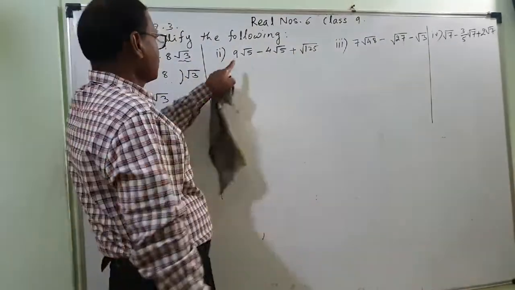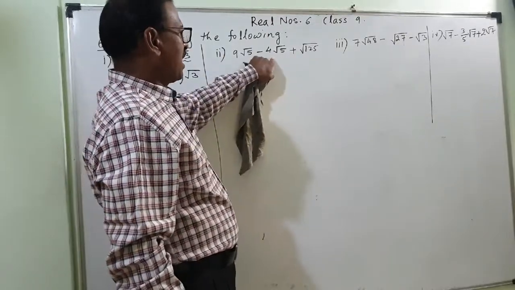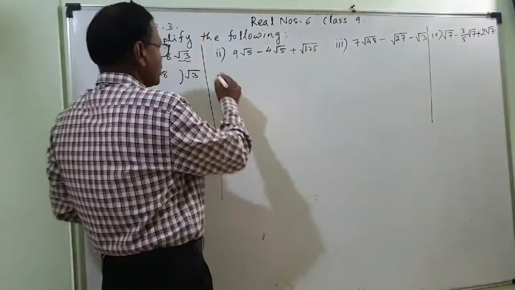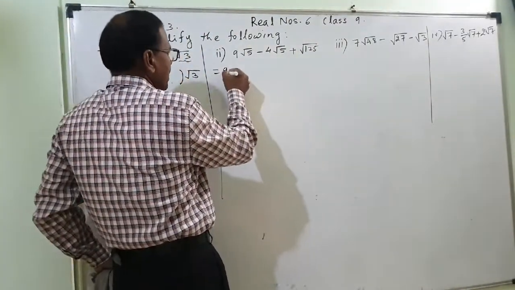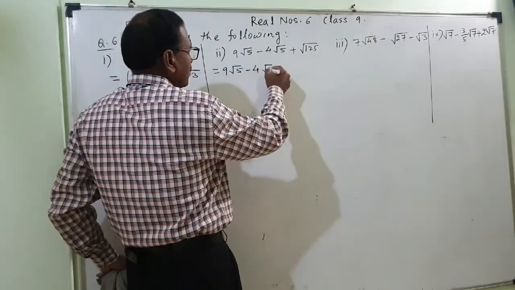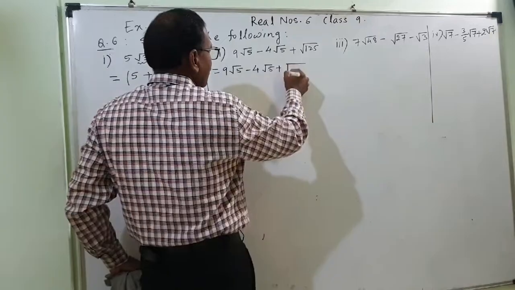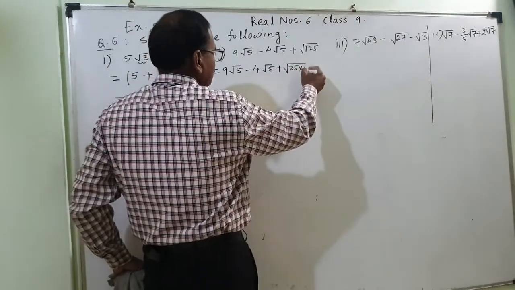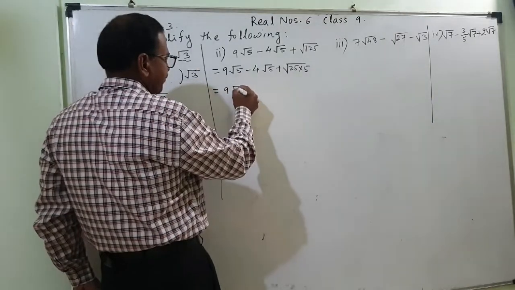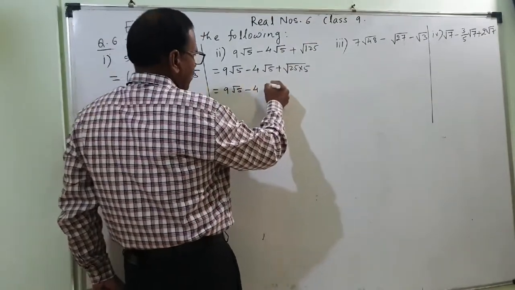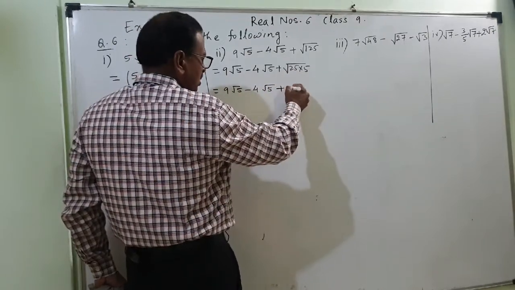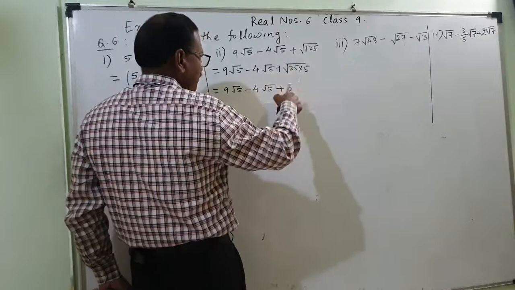Now here these two are the like surds. This also may be the like surd. We will search it. So this is equal to 9 root 5 minus 4 root 5 plus this is 25 into 5. So that is equal to 9 root 5 minus 4 root 5. 25 is the square of 5. So the square root of 25 is 5.